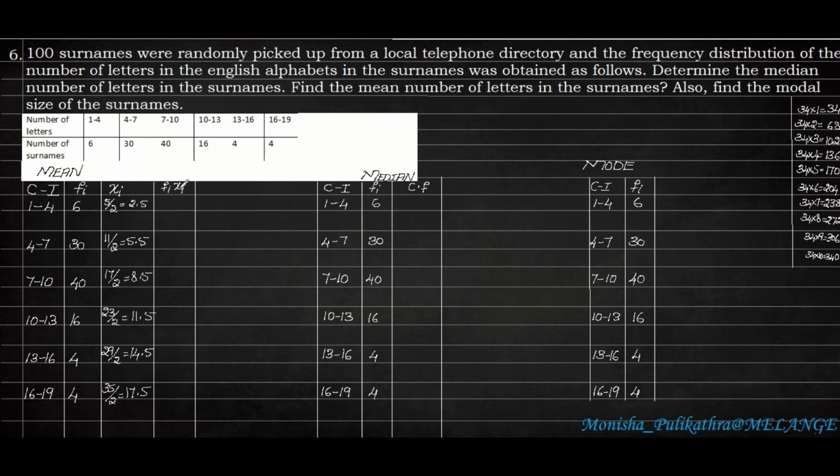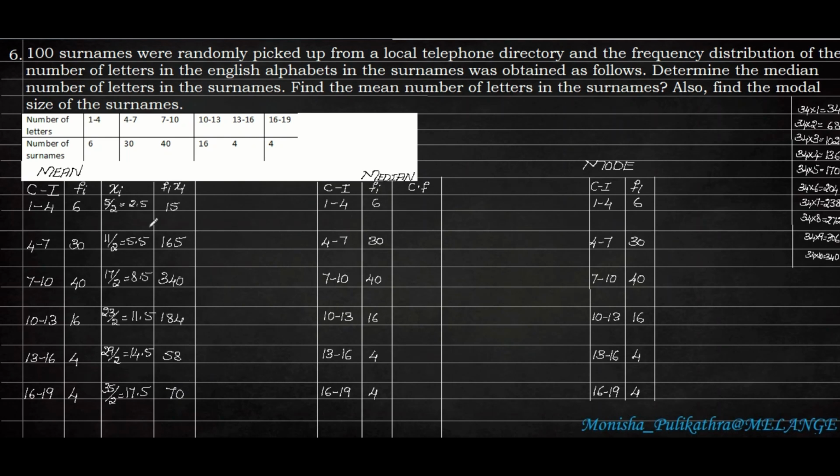So next we have to find out the product of frequency and the midpoint. That is 6 into 2.5 is 15.0. So since it is 0.0, we can take out that 0 from there. It is plainly 15. Next 30 into 5.5 is 165. So next 40 into 8.5 is 340. Next 16 into 11.5 is 184. Next 4 into 14.5 is 58, and 4 into 17.5 is 70.